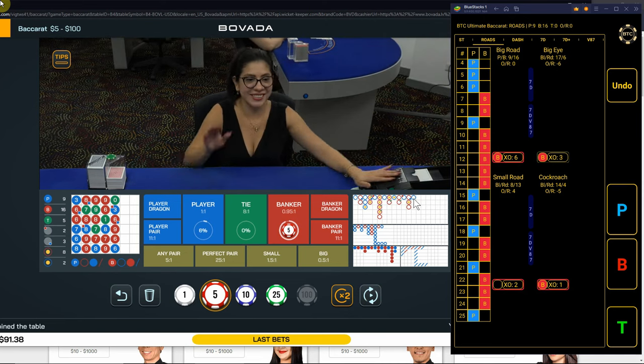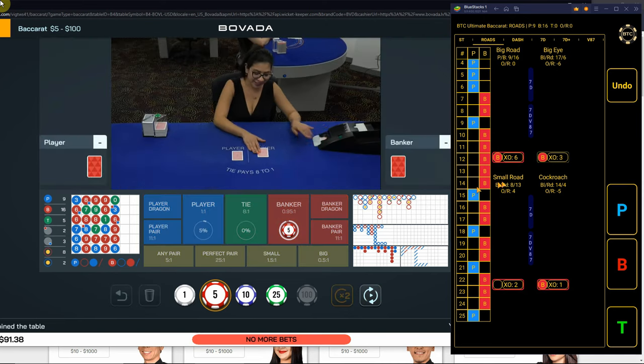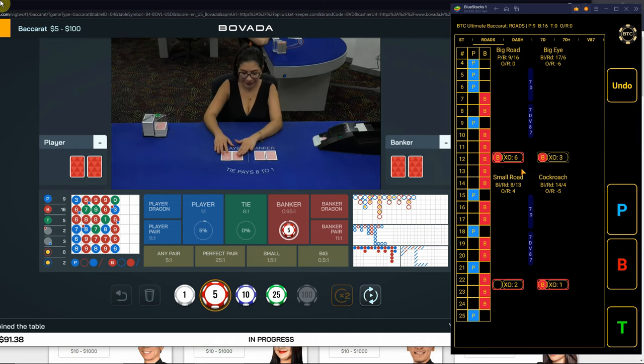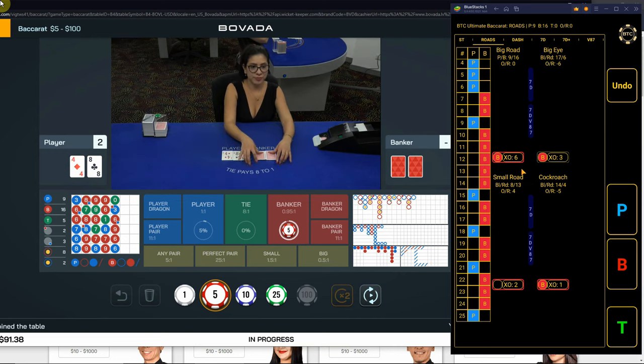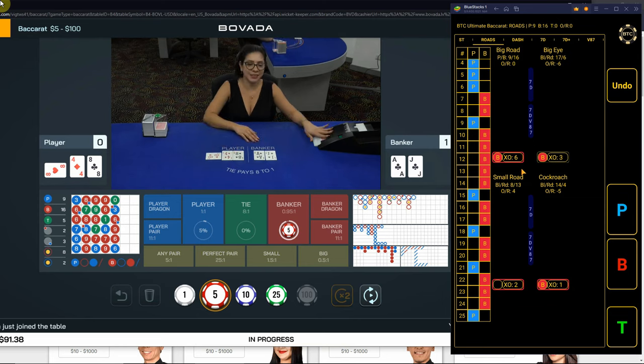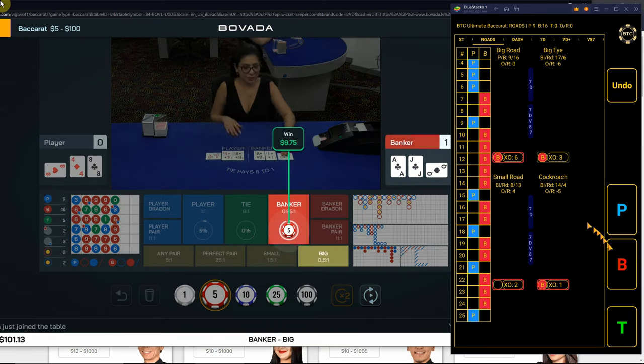And hopefully we can get a demonstration of an XTB flip here too. We'll see if that comes. We'll see if we get a few units up. We might stick it out in this shoe. Well, come on, bank. Okay, banker wins. One to zip.